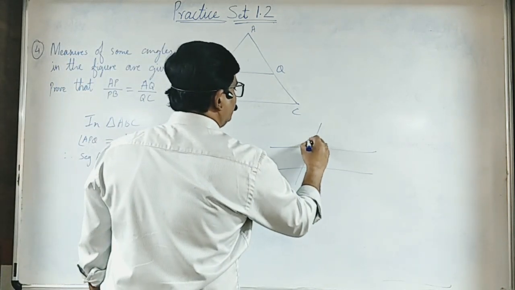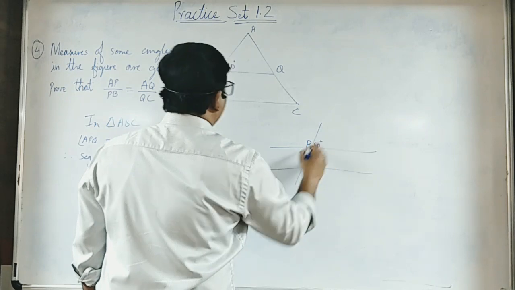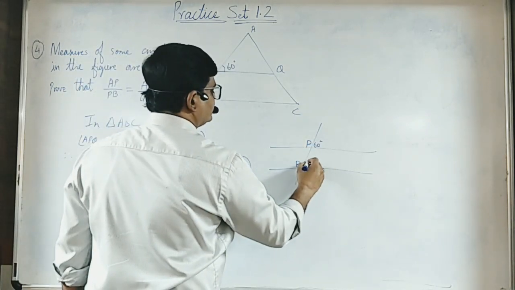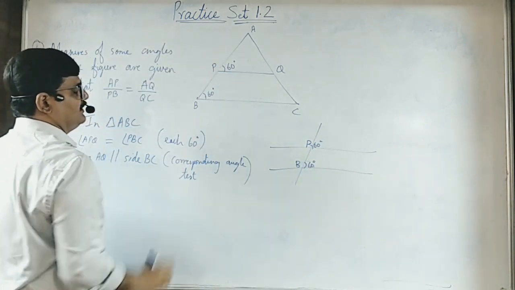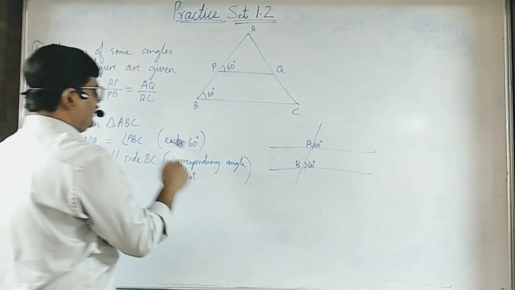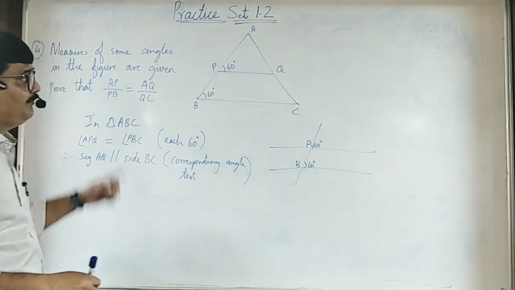So you can see this angle P is 60 degrees and angle B is also 60 degrees. These angles are acting like corresponding angles, and the corresponding angles are congruent, then the lines are parallel.